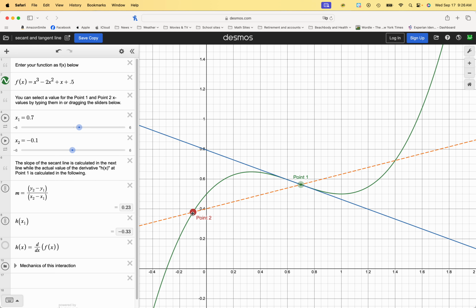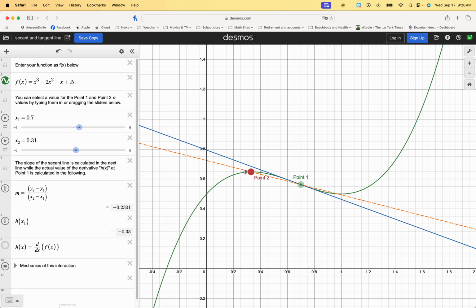So the distance between the 2 points is getting smaller. Look what happens to the slope of the secant line. As point 2 gets closer to point 1, so that distance between them is approaching 0, you can see that the slope of the secant line approaches the slope of the tangent line.